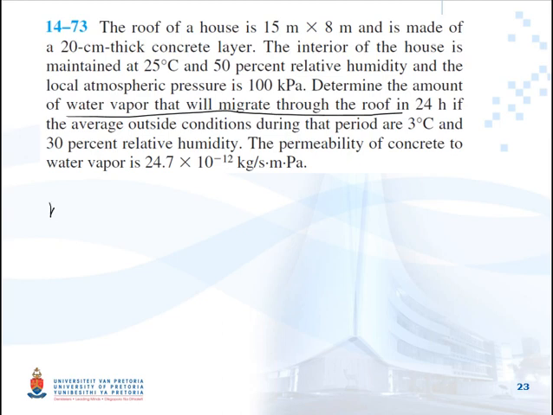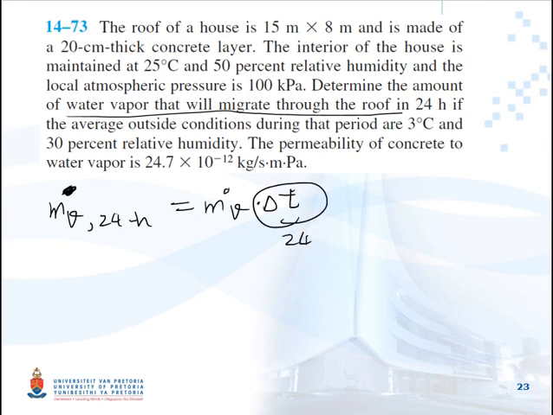So basically it is asking us not for m dot, but for the m of vapor in 24 hours. To find that, we need to find m dot and multiply it by delta T, which is 24 hours multiplied by 3600 seconds. Okay, so again the first step is finding m dot of water vapor.